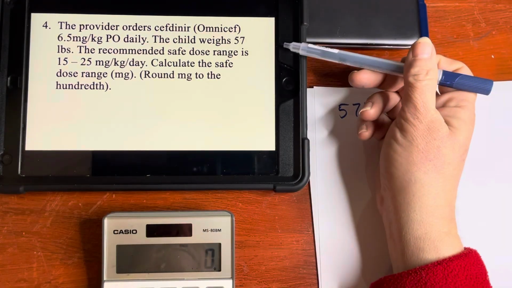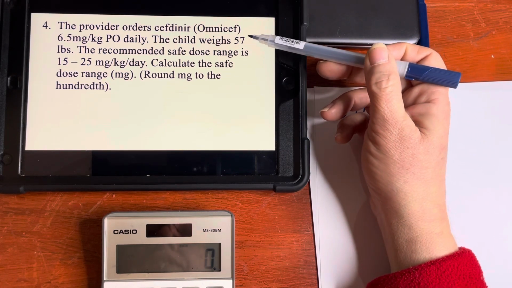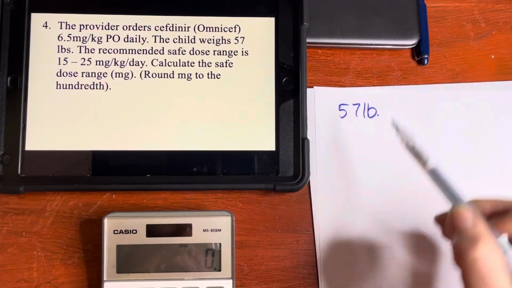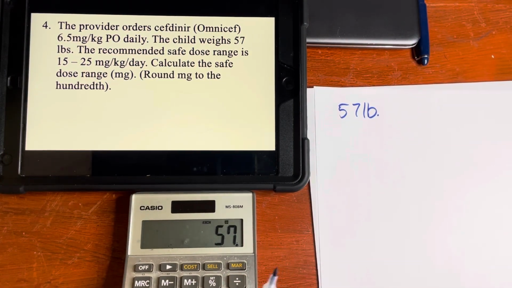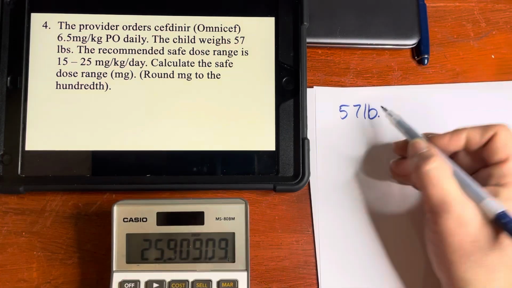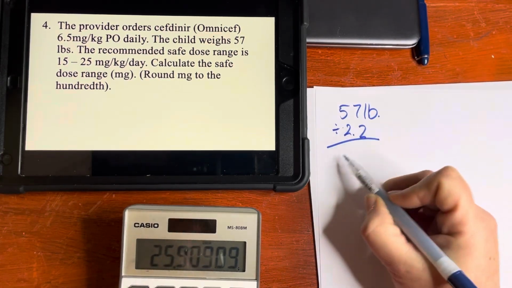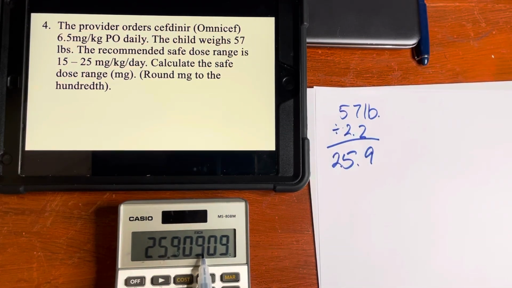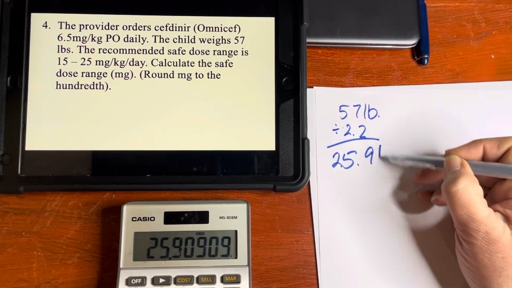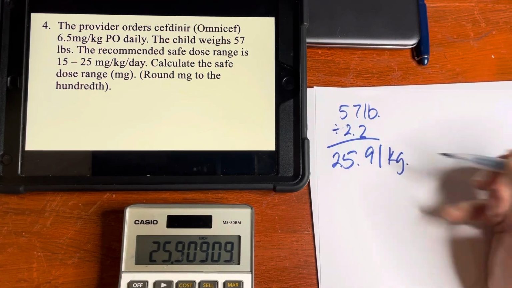So, out the gate, you know the first step is to go to the weight. If it's not in kilograms, we're going to put it in kilograms. So, 57 divided by 2.2 equals 25.9. That 9 would make that 0 a 1. 25.91 kilograms.